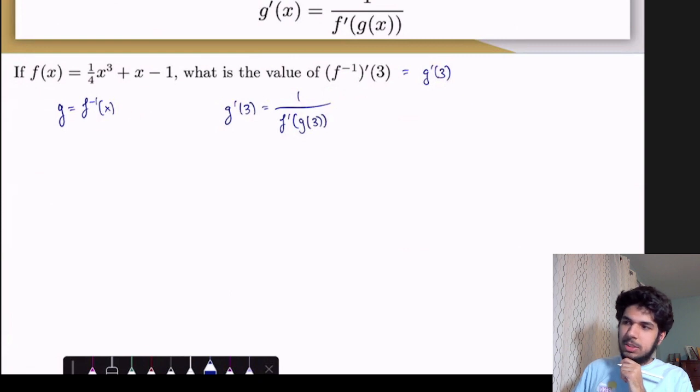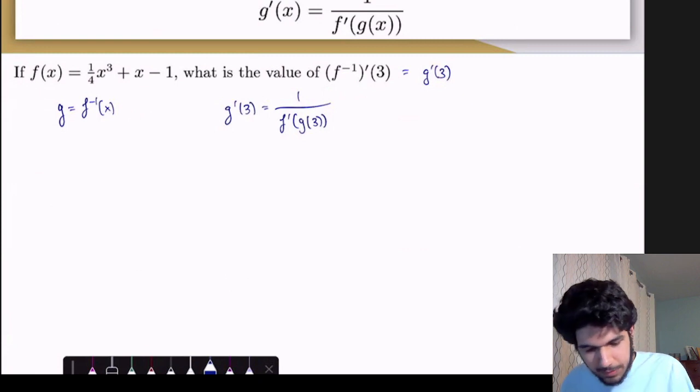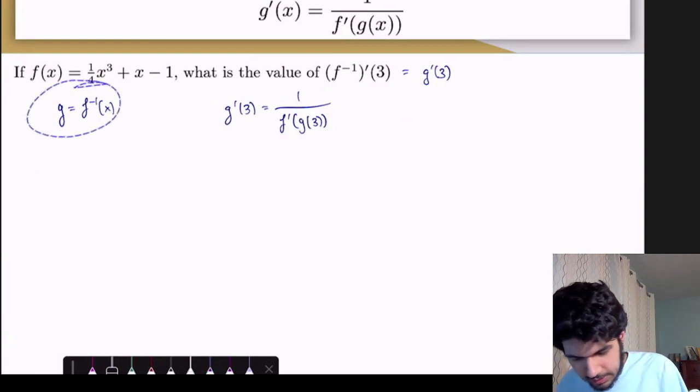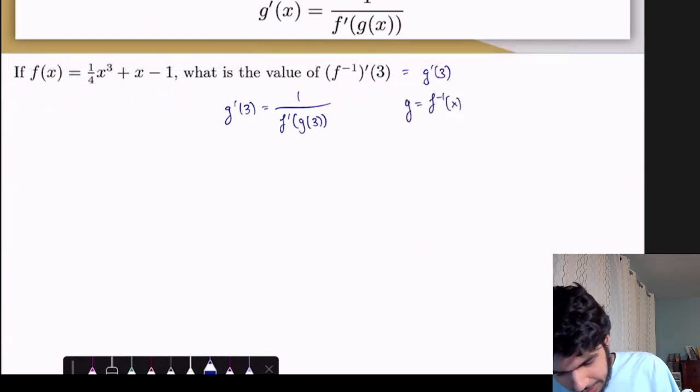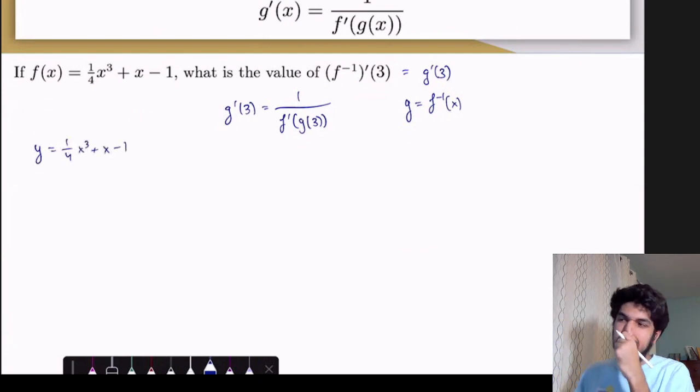Okay, so for that to happen, we still need to solve for g of 3. We also have to find f prime of x. So it's still quite a bit more to do, but it's not too bad. So let me just move this here. Okay, so we have, let's say, y equals 1/4 x cubed plus x minus 1. That's the formula we're working with here.